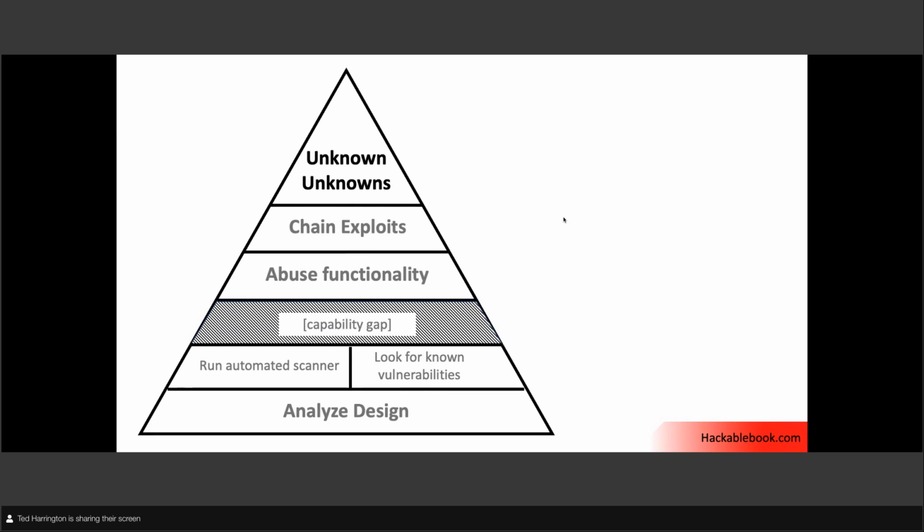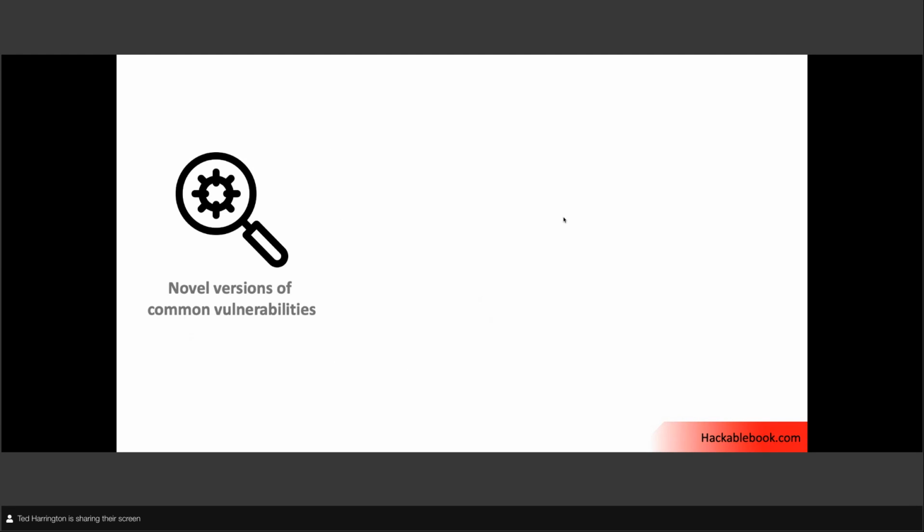Unknown unknowns are things that we absolutely need to account for. And there's essentially three types of these unknown unknowns. The first is novel versions of common vulnerabilities, right? So common vulnerabilities are things like cross-site scripting, which impacts a lot of web applications as an example. So that's a known issue, but how that issue manifests itself in your system is potentially unique or new, something that no one's ever seen before and how it might be taken advantage of. And those are the kinds of unknown unknowns that you need to understand and look out for.